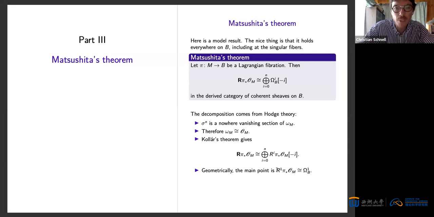So the main point that we have to explain is why R1 pi lower star should be the sheaf of one forms. If you think along the fibers, this is a little strange. Because the R1 pi lower star of O_M is thought of as 0,1 forms along the fibers, H1 of the structure sheaf along the fibers. Whereas sections of omega-1 of B are holomorphic forms along the base. So there has to be some process that somehow exchanges the fiber directions against the base directions in this Lagrangian fibration.